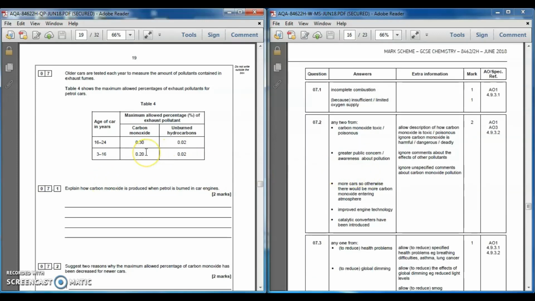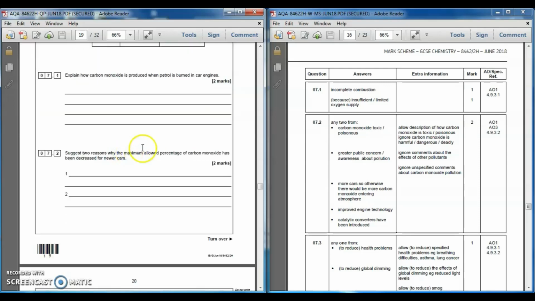Question 7 then. Carbon monoxide produced in an engine. Okay, so what should flash up in your mind there is carbon monoxide is about incomplete combustion. There's your first mark. And then the explanation, we only get incomplete combustion when there's insufficient oxygen around.